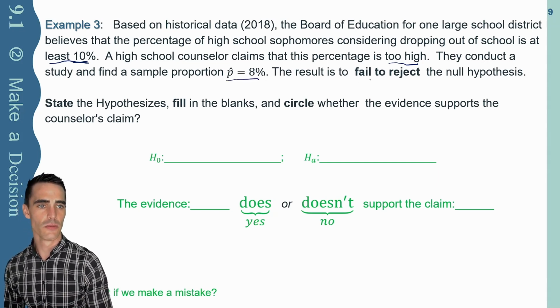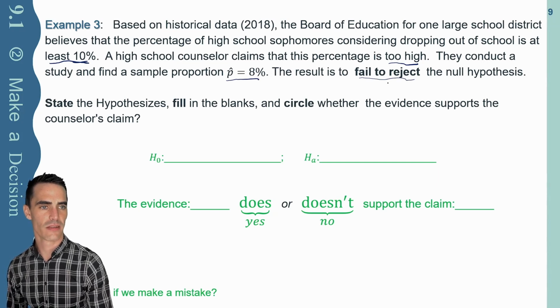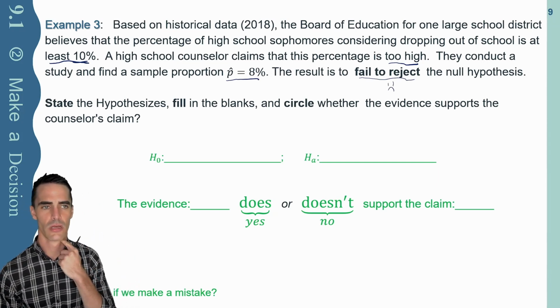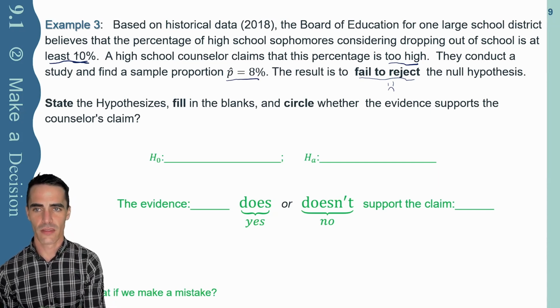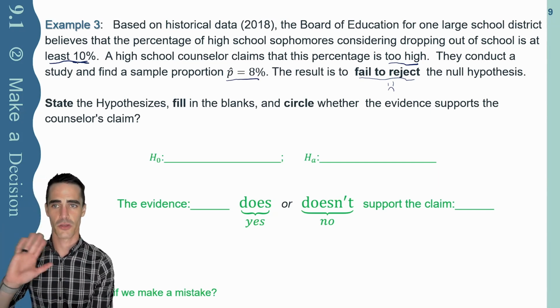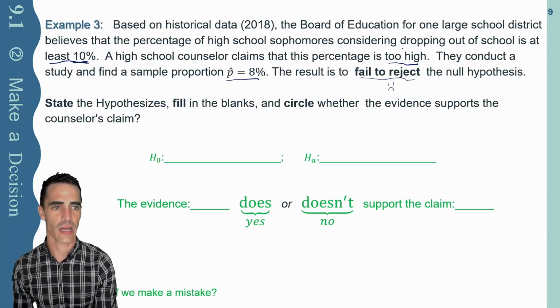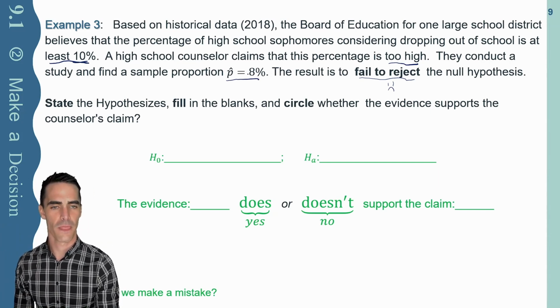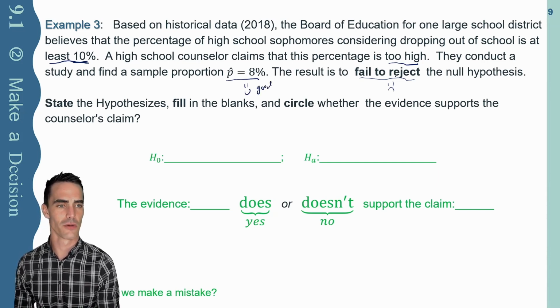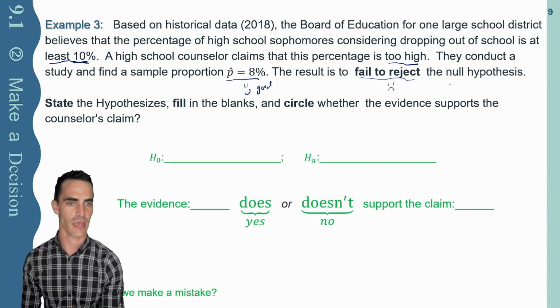The result is to fail to reject the null hypothesis. Again, I encourage you to think about that with a negative emotion. Bummer. So again, the school is claiming it's at least 10%. A lot of these kids are dropping out. We're not sure it's at least 10%. The high school counselor says, I think you're too high. And he finds a sample proportion of 8%, which again looks like some good evidence. But unfortunately, the result was to fail. We didn't get to debunk their claim.